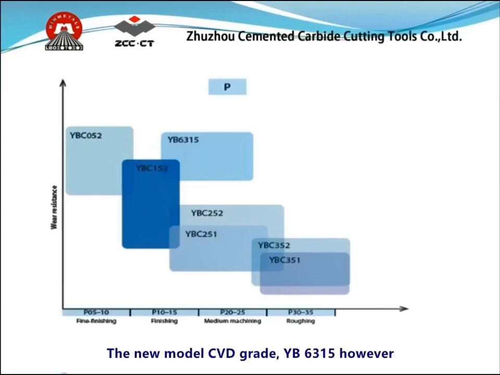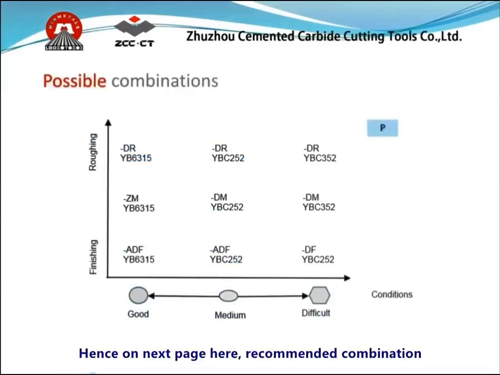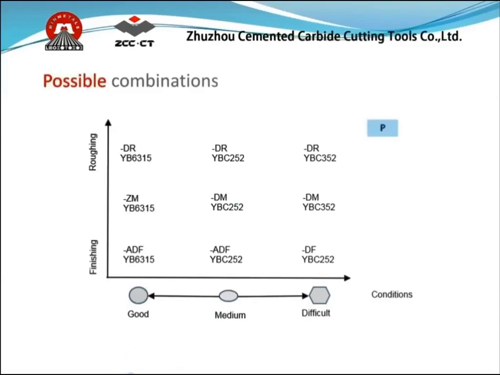The new model CVD grade YB6315, however, has the same level of wear resistance but much better impact resistance, which could be for more general application use. Hence, on the next page here, the recommended combinations also suggest that YB6315 could combine with all DR, ZEM, and ADF chip breakers, and be separately applied from roughing to medium machining and to finishing operations under good working conditions.